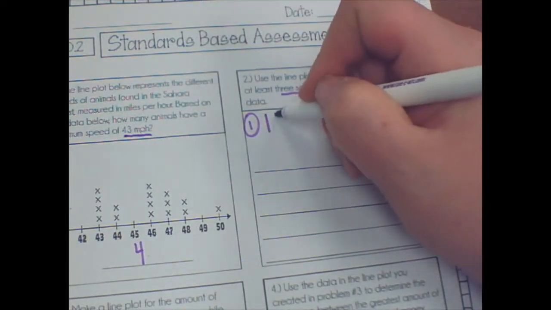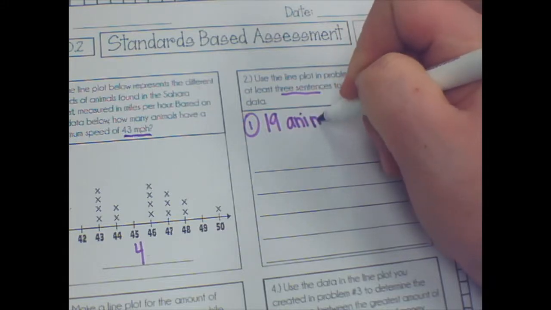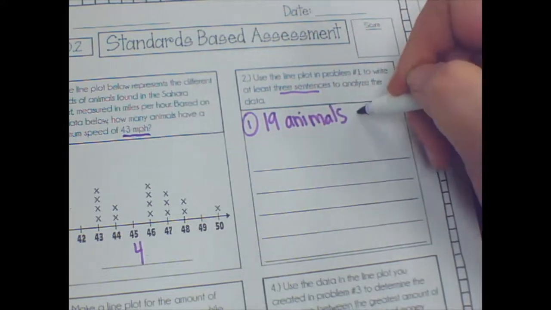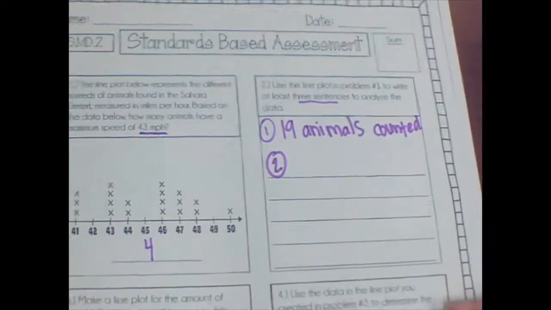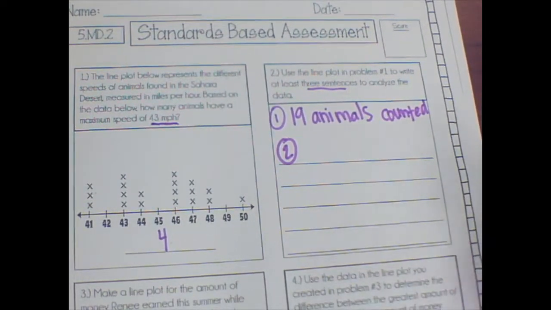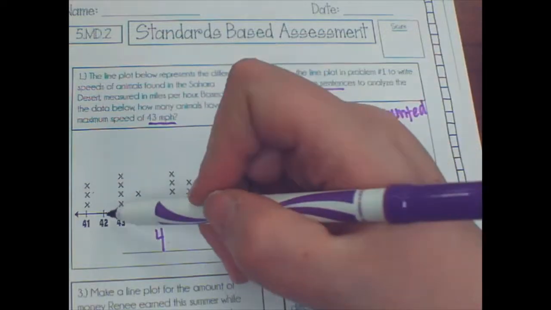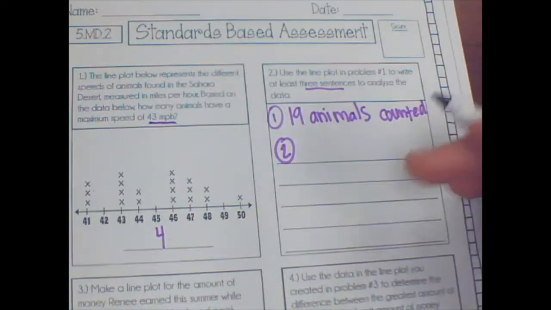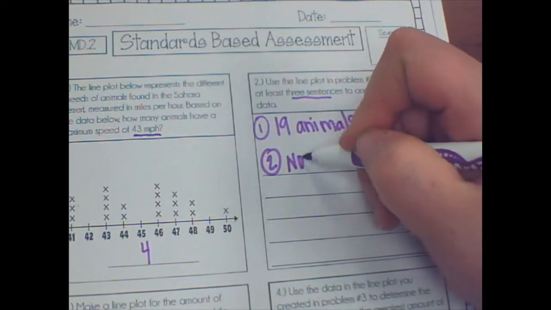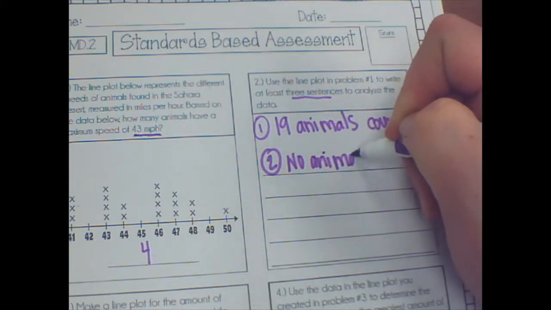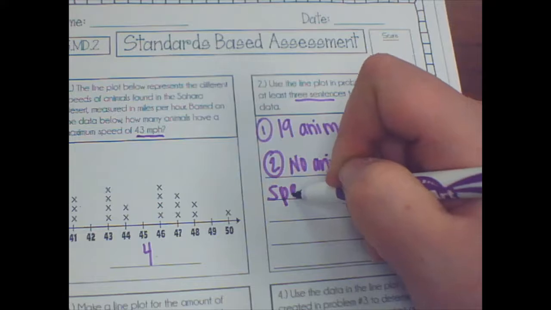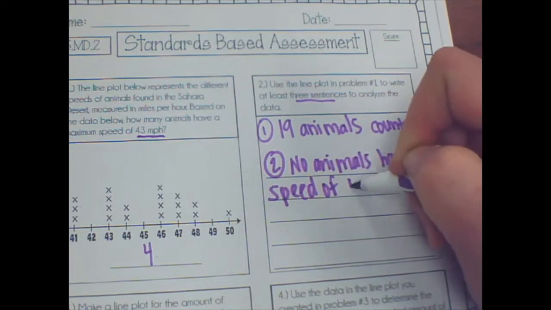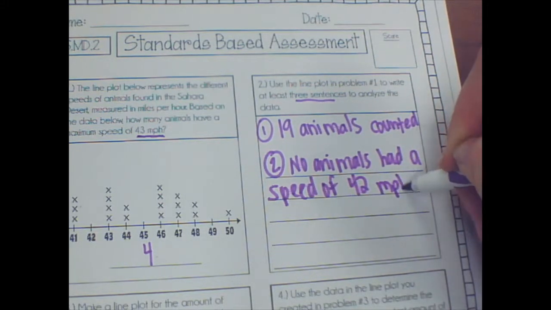There were 19 animals counted. So we know that's a good one we can use. What's something else that we can see here? How about at 42 miles per hour, there were no animals. So no animals had a speed of 42 miles per hour.